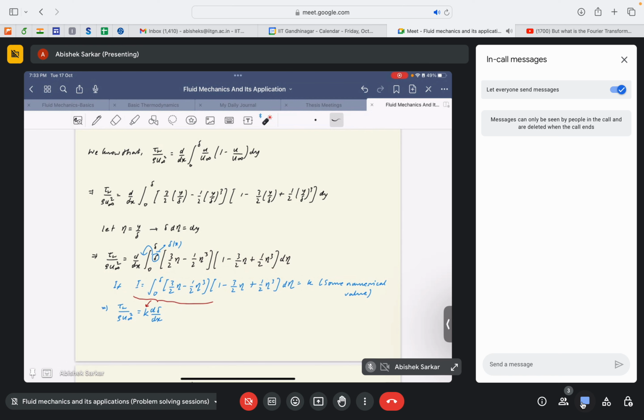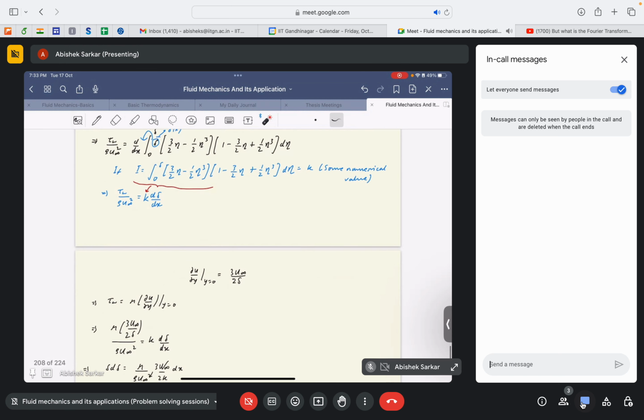So if you do that, say this value of the integration I is equal to k, some numerical value, then we are left with tau wall by rho u infinity square is equal to k d delta by dx. So this is the reduced form of this equation after we have done the integration and the variable transformation. It's not necessary, you can keep it as it is, but just for the ease of calculations we do that. It's a standard way.